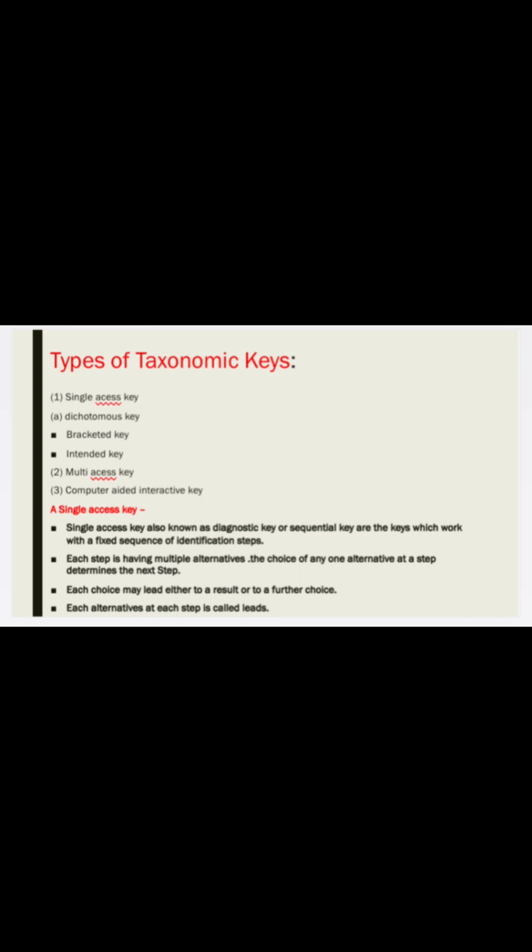Next, types of taxonomic key. One is the single axis key.